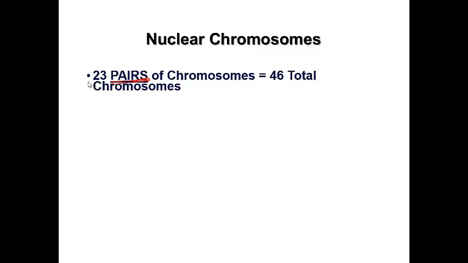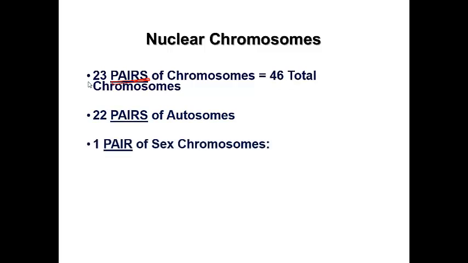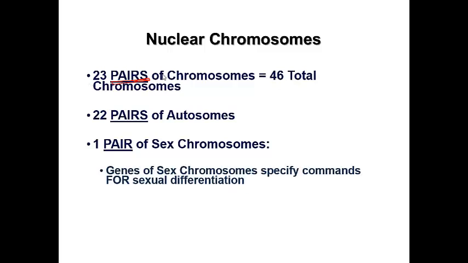So we already said that of the 23 pairs of chromosomes equaling 46 total chromosomes, you have 22 pairs of autosomes, and then of course 23 minus 22 is 1, so you have 1 pair of sex chromosomes left. The genes in the sex chromosomes do specify commands for sexual differentiation. All right, and when I say sexual differentiation, I mean creation of reproductive organs and other traits and features of our bodies that differentiate males from females.